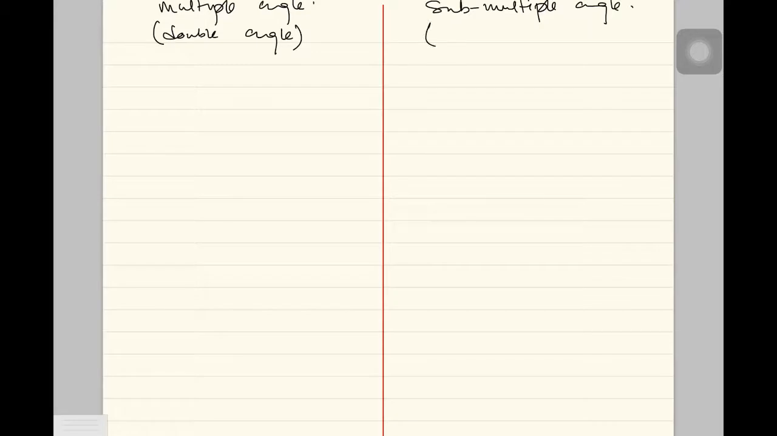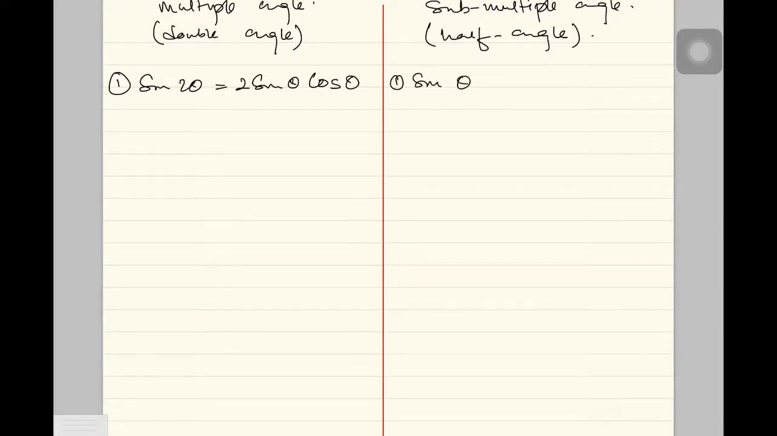Write your multiple angle, or you may write it as double angle, and on the other side submultiple angle. Submultiple means half angle, correct? And let me just show you a few examples. How do you write? First one is sine 2 theta equals 2 sine theta cos theta. Now same thing, how to make it half? This side, sine theta, just make all the angles half. Angles have to be halved. These 3 angles. Okay, sine theta, if you have 2 theta, you'll get theta.